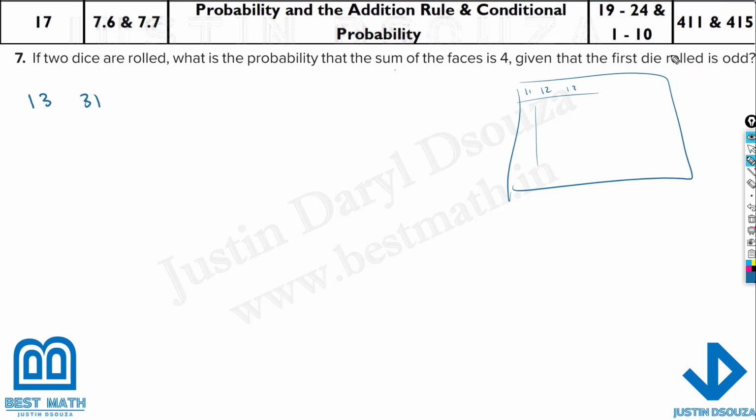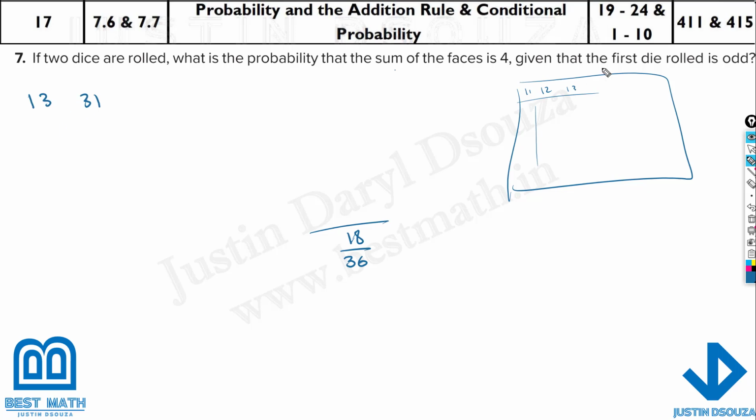And given that the first, okay, now here there is a very important thing. First die rolled is odd. If you are rolling the first die odd, what is the total possibilities? Out of 36, it's only half of it. 18 out of 36. That's the first condition. Half of them, the first die must be odd. That's the given condition. It's half, 50%. It'll be either odd or even. The next condition is very important now. We need to find the sum of the faces of 4.